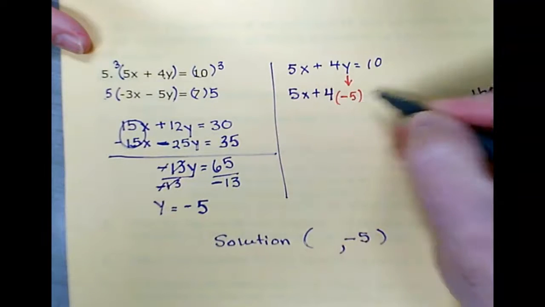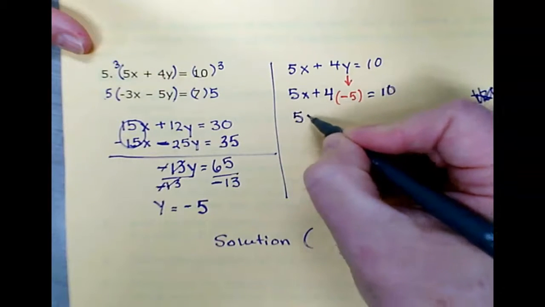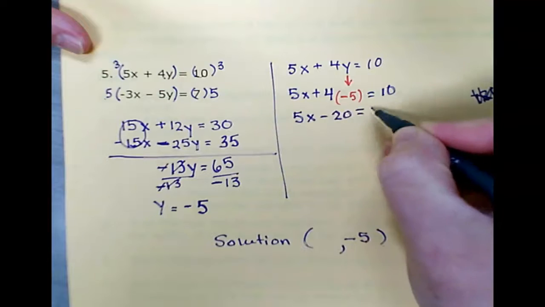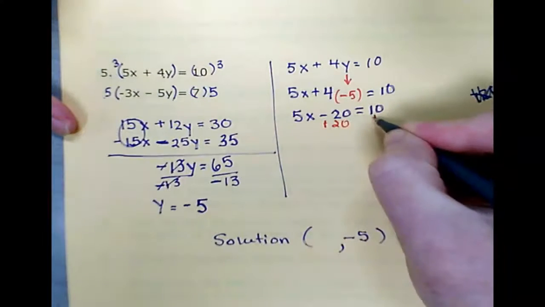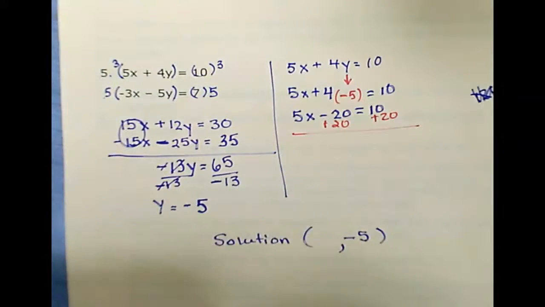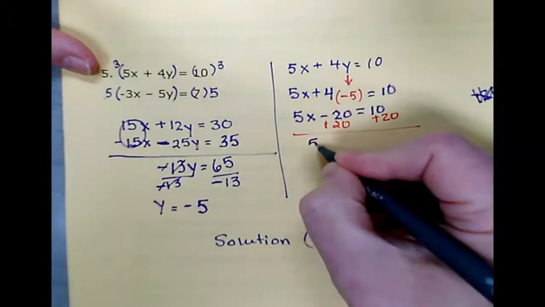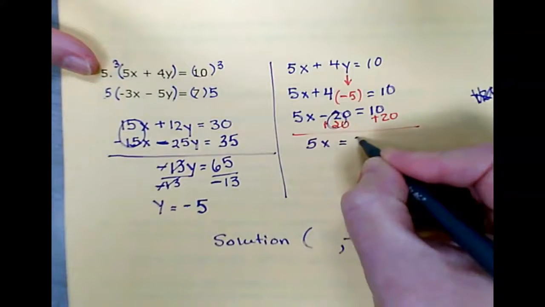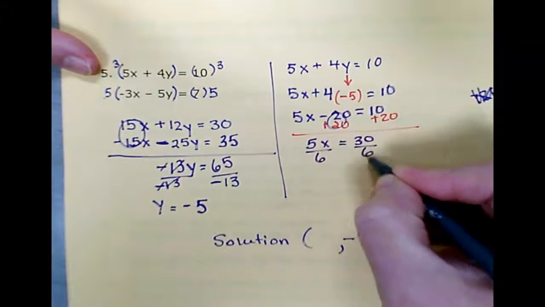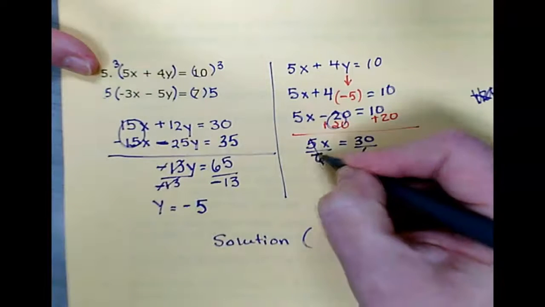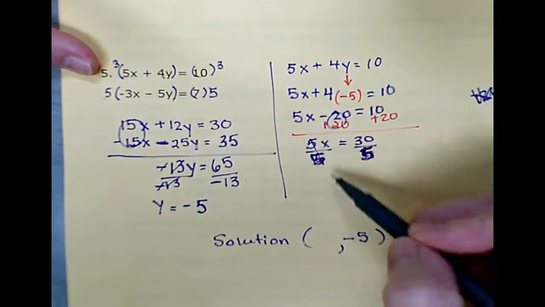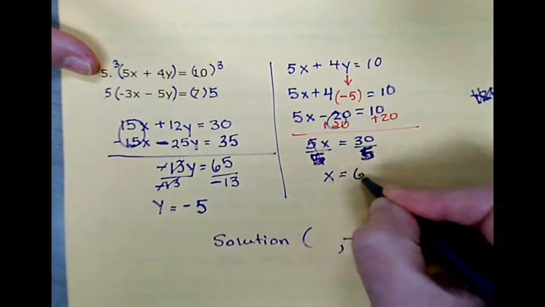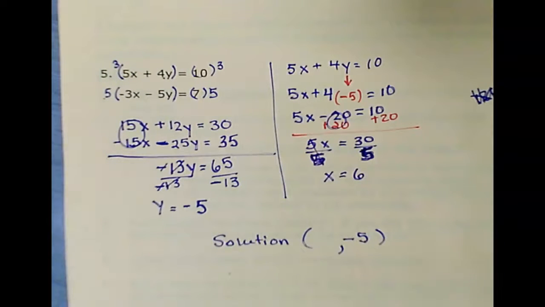5x plus 4y equals 10. 5x minus 20 equals 10. Add 20 to both sides so that I can solve for my x. That zeroes out. Divide both sides. Why did I do that? Divide both sides by 5. I was a step ahead of myself. Divide both sides by 5, and x equals 6. So this is my solution.